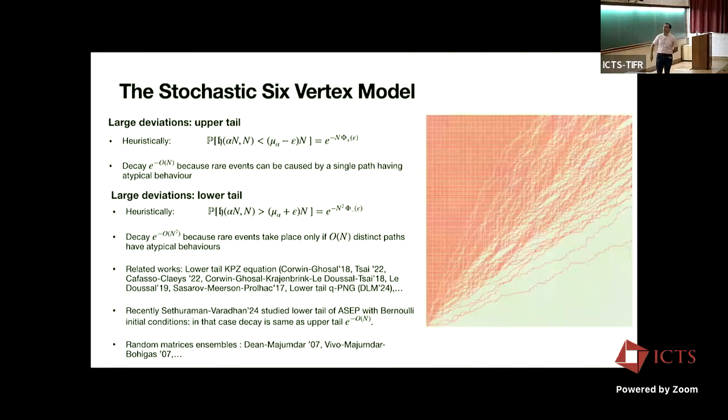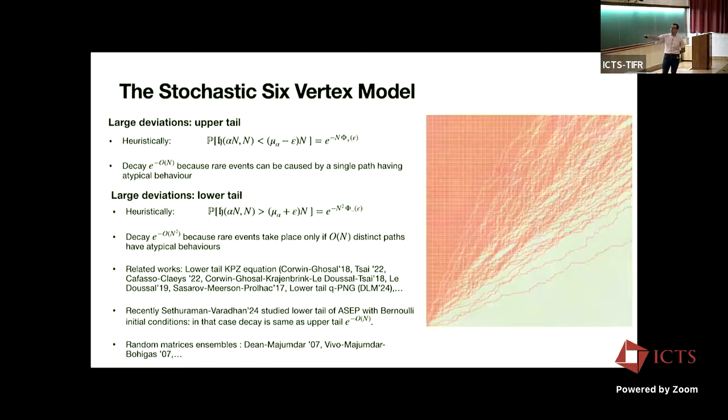But this is the result that I present today. So the lower tail of the KPZ equation was solved. These are some related works. For the case of the KPZ equation, which, like I said, is a special limit of this model, it was first studied by Corwin and Ghosal, where they obtained certain sharp upper and lower bounds, and subsequently solved by Li-Cheng Tsai, and Cafasso and Claeys in 2022.